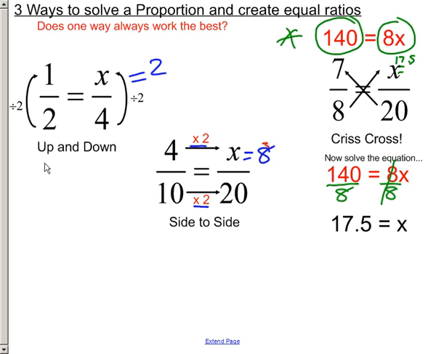So these are your 3 strategies. Look for an up and down relationship that works nicely. If you don't see that, try a side-to-side relationship, multiplicative relationship that works nicely. If you get to a problem where neither of those strategies works well, then try the crisscross. This times this equals this times this. Then you simply solve your equation for x.